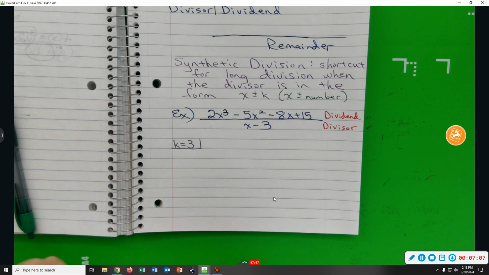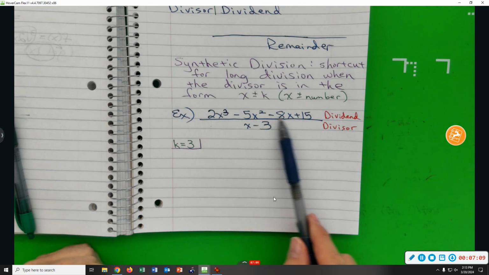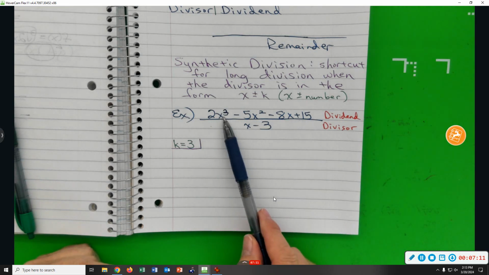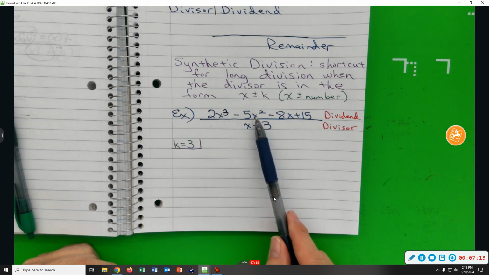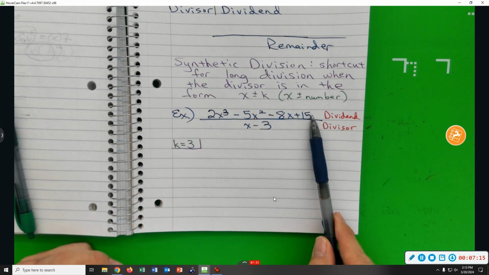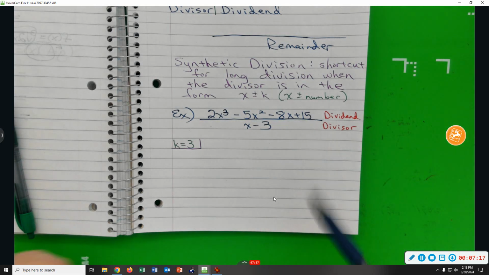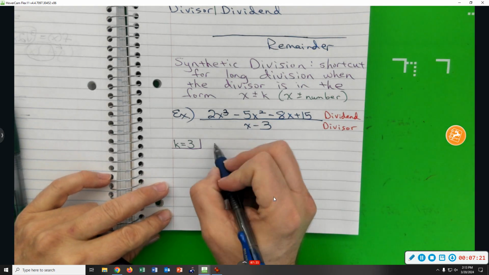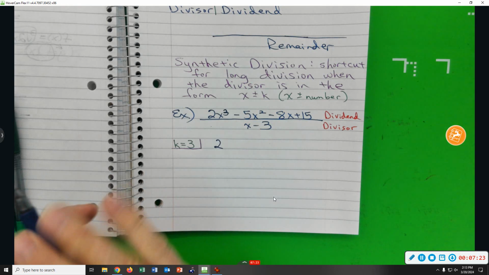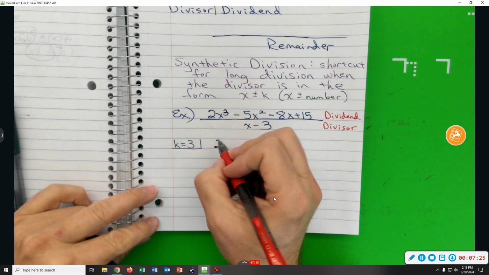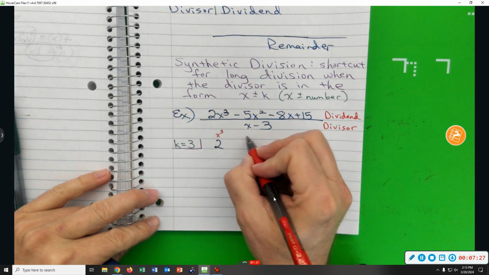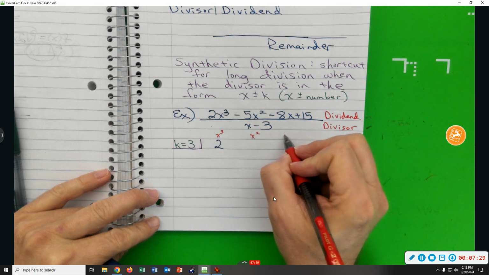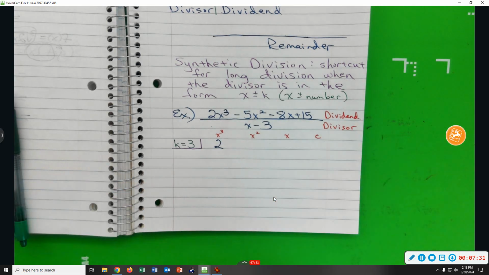Then I make sure the dividend is in descending order based on the power: x cubed, x squared, x, and finally a constant, no x. You write the coefficients of the dividend. The x cubed coefficient is 2. It might be helpful to write out up here at the top: x cubed, x squared, x, and I'll put a c for constant.